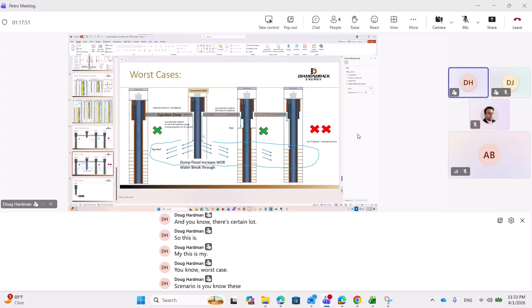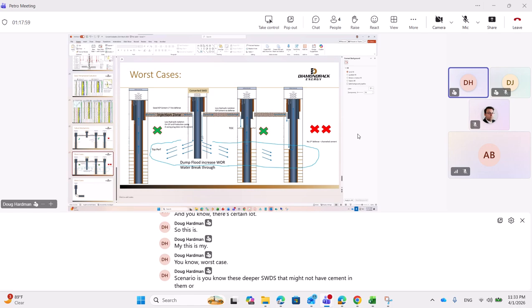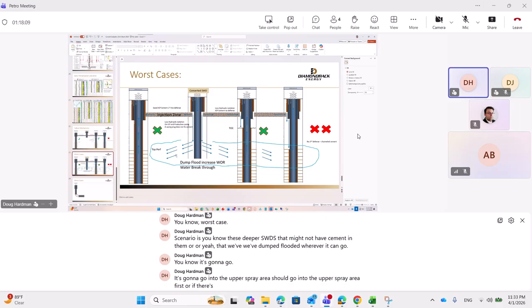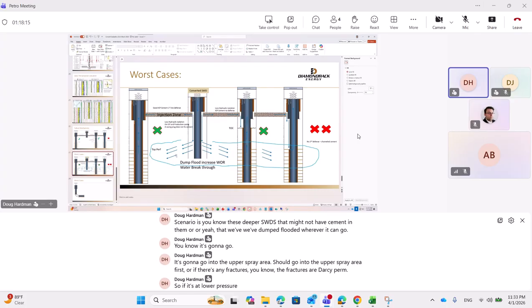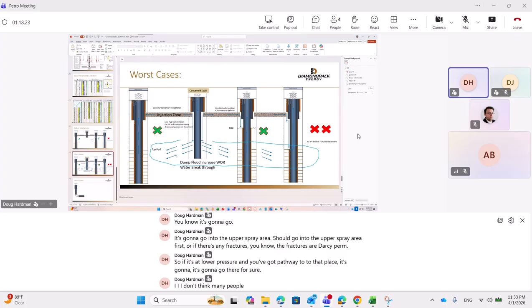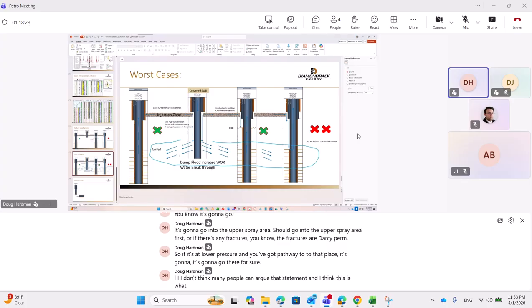scenario: these deeper SWDs that might not have cement in them, that we've dump flooded wherever it can go. It's going to go into the Upper Sprayberry first, or if there are any fractures, the fractures are Darcy perm. So if it's at lower pressure and you've got a pathway to that place, it's going to go there for sure. I don't think many people can argue that statement, and I think this is what physically is going on.